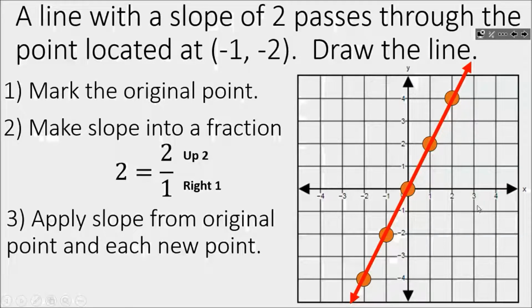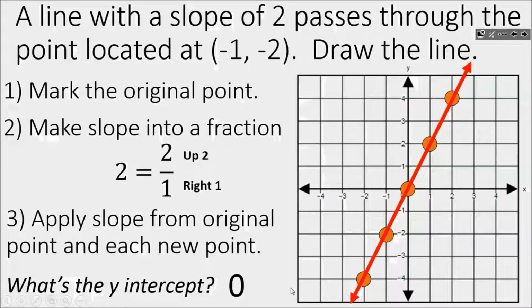I'm going to go ahead and throw something else at you because you'll need to know this for some other concepts. We're going to talk about the y-intercept. The y-intercept is the point on the y-axis where the line crosses the y-axis. It didn't hit at 4, it didn't hit at 3, it hit at 0. So the y-intercept is 0. We're going to go ahead and move on.